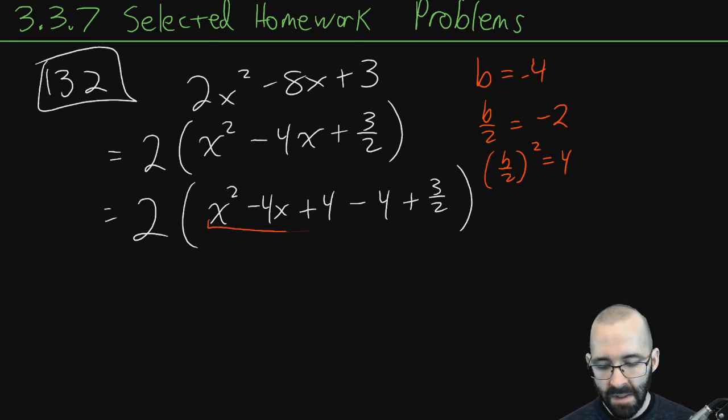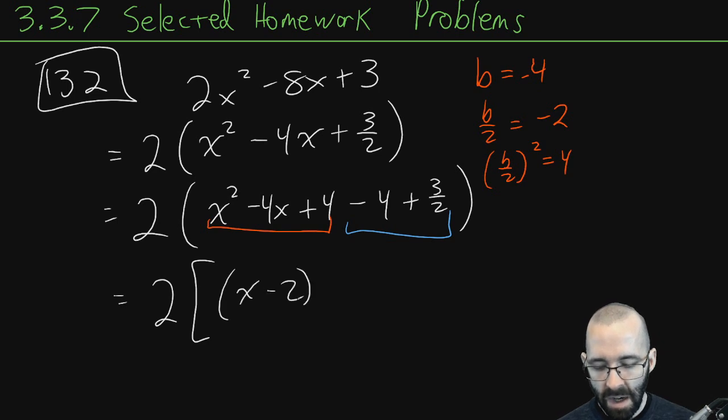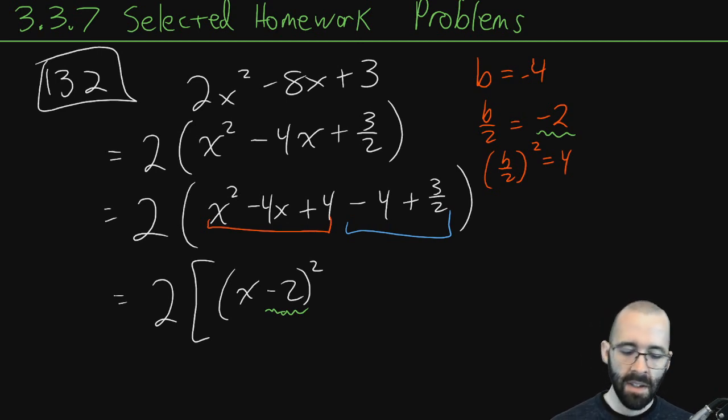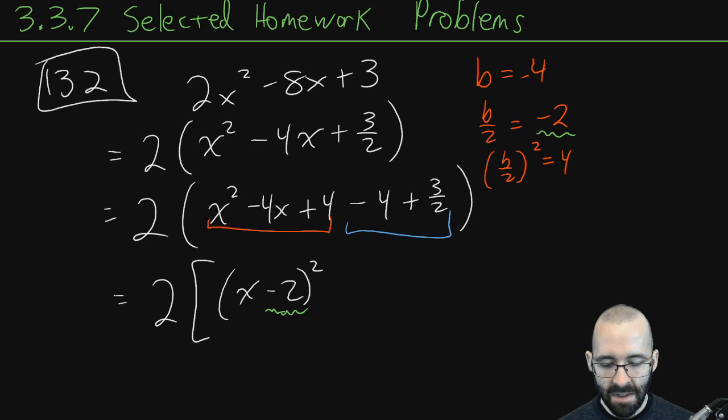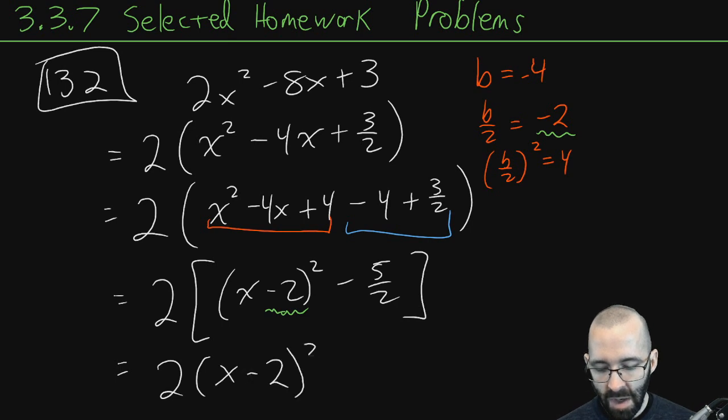Now we have two pieces. This is a perfect square, and this is our leftovers. So it's 2 times x minus 2 squared. It's no coincidence, by the way. This will always be b over 2. And then what's the blue stuff? -8/2 plus 3/2 is -5/2. So now we distribute that 2 and we get 2 times x minus 2 squared minus 5.